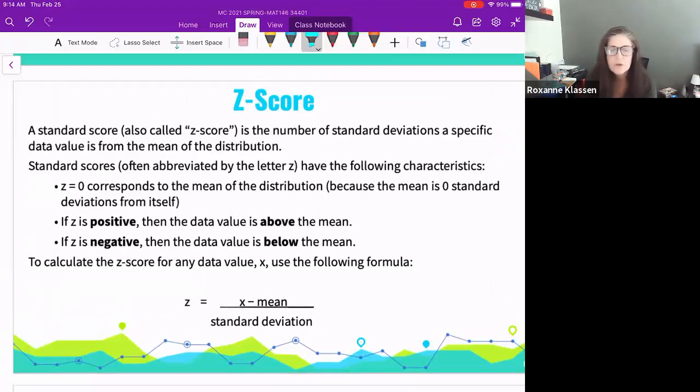So a z-score is specifically how far from the mean things are. So if it says a z is 0, that means it's exactly the same as the mean. Okay. If the z-score is positive, it's above the mean. If the z-score is negative, it's below the mean. And here's the formula to find the z-score. So look what you have to do. You have to take the data value, subtract the mean from it, and divide it by the standard deviation. And that will give you the z-score. Okay?